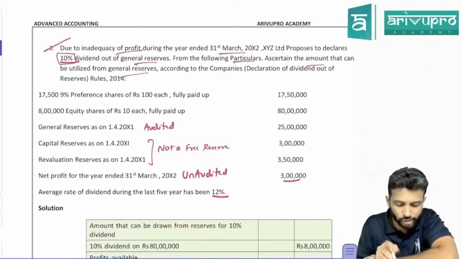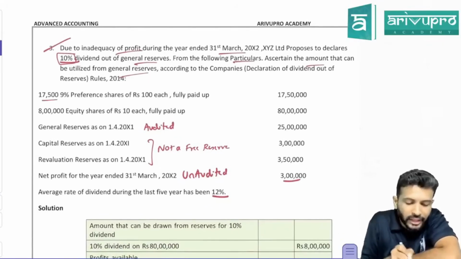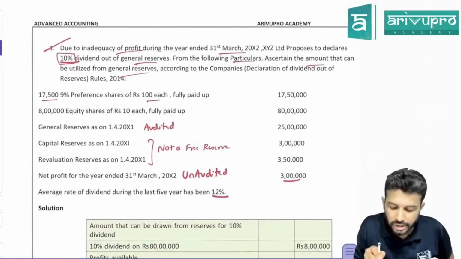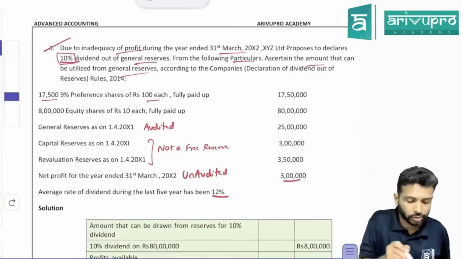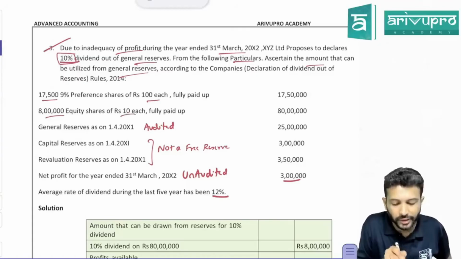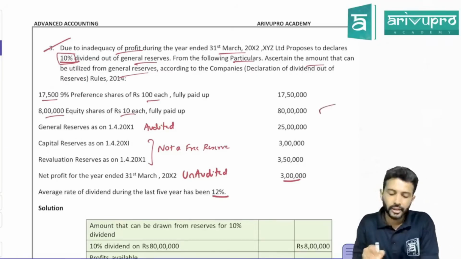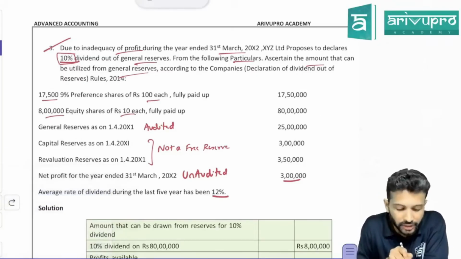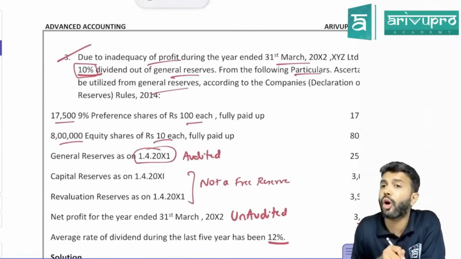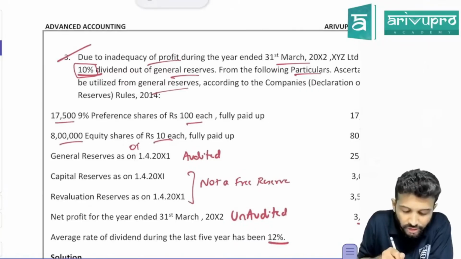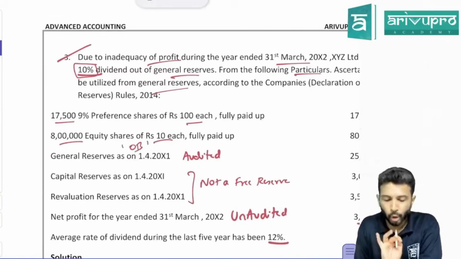From the following particulars, ascertain the amount that can be utilized from general reserve according to the company's dividend declaration rules. So we have 17,500 preference shares of 100 each. They are fully paid up. So what is the preference share capital? 17 lakh 50,000. We have 8 lakh equity shares of 10 each. Equity share capital is 80 lakh. Okay. We have general reserve on, look at the date importantly, on 1st April 20x1. That means this is the general reserve opening balance.